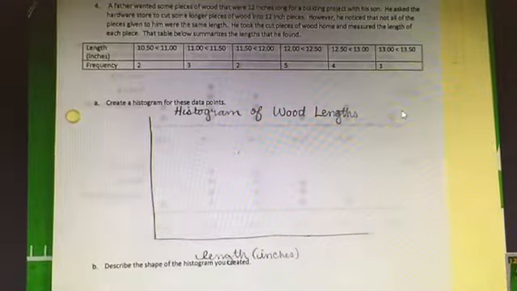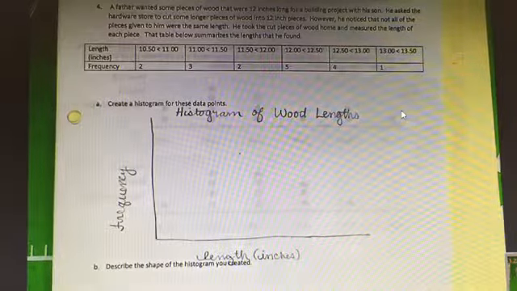So we have lengths. What goes on the y-axis? Frequency. On a histogram, it is always going to be frequency. Okay? On our y-axis, what's the next thing that I need? Tyler?